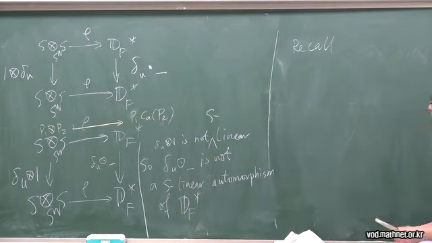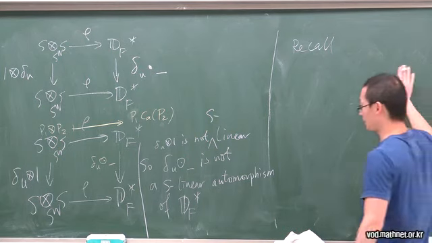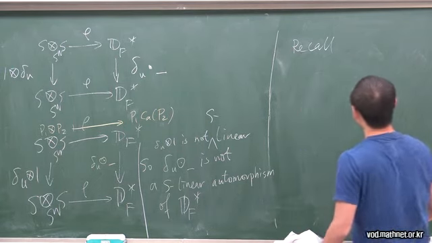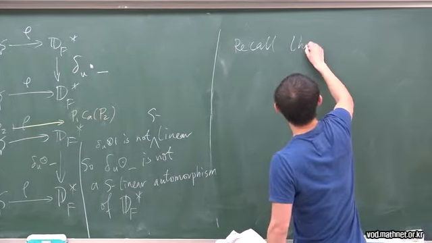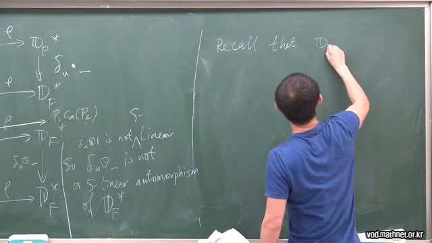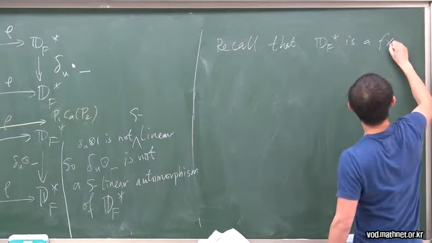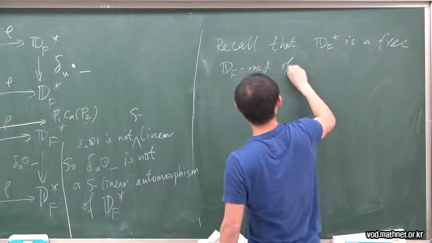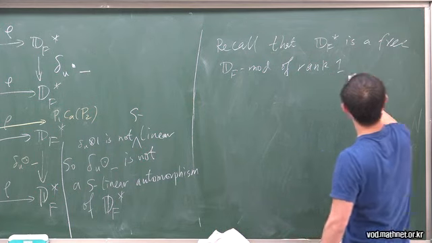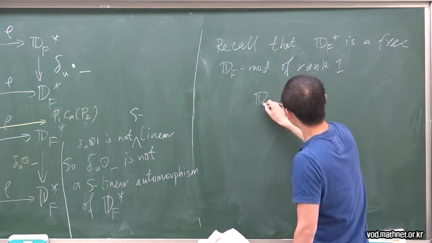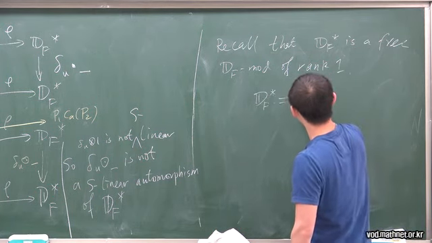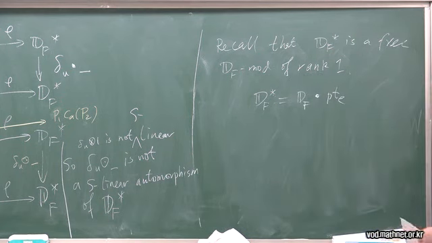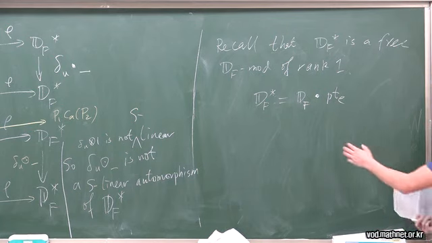So there's the second definition. But of course, this one comes first in our project. This one appears later because we realize that you can have a second description. So we call that DF star a free DF module of rank 1. Now what does this mean? It means that DF star is the same as DF bullet, the basis. Remember the basis was this. They're the same, and this is a bijection between the two sides.